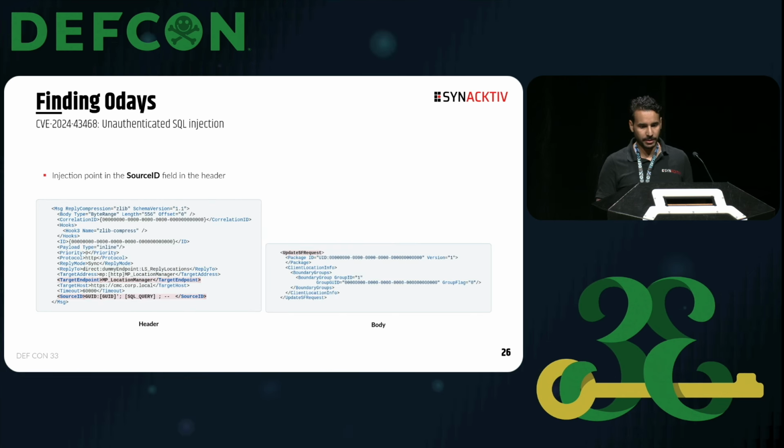And here is the final CCM message to exploit the injection. On the left side, you have the header part where the injection point is located in the source ID field. So the injection point is in the header, which isn't even signed by the client. And on the right side, you have a minimal update SF request filled with placeholder values, just so the exploit can work. So that's the exploitation.